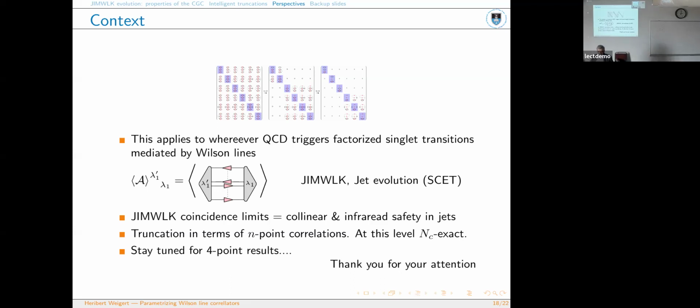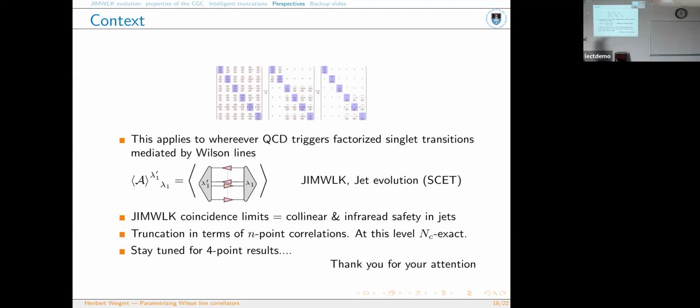This is the game that you saw at work right there. Infrared safety is a similar thing. You also need to get the simple thing back. If you emit a gluon that has no energy, essentially a zero four-momentum, this limit must reduce to the thing with one less.